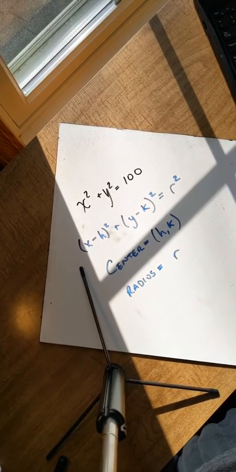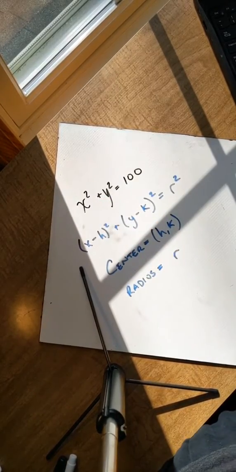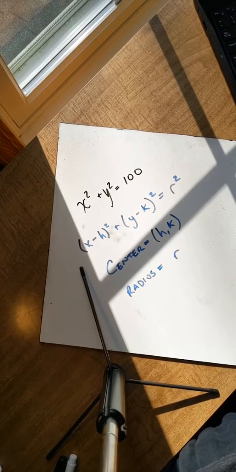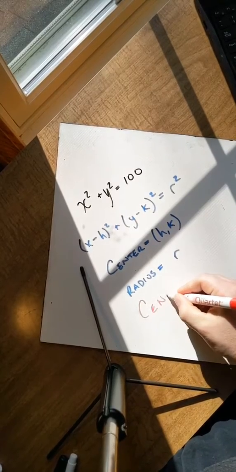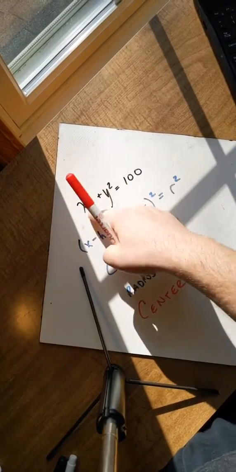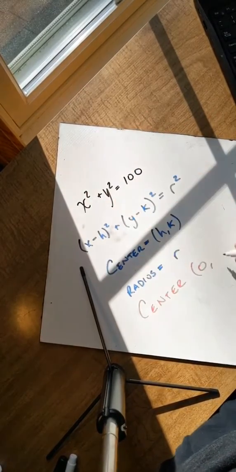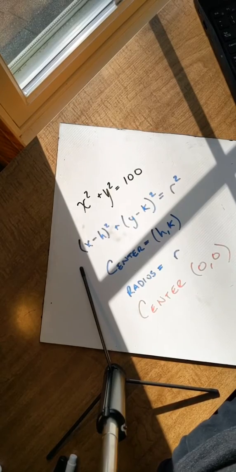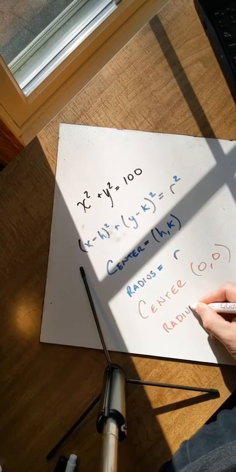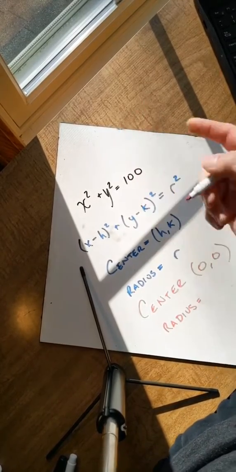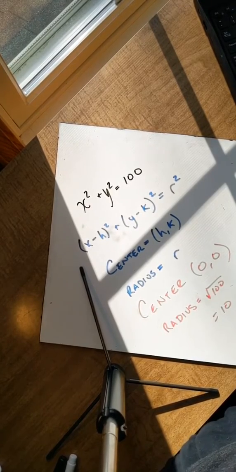So if we look at this equation here, to find the center, we look to see what numbers are being subtracted from the x squared and the y squared. And since there's really nothing else, and we won't do completing the square until tomorrow, the center for this problem would be (0, 0), because nothing is being subtracted from the x, and nothing is being subtracted from the y. The radius is simply the square root of the last number here. So the square root of 100 is 10.